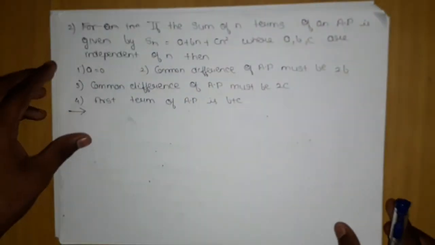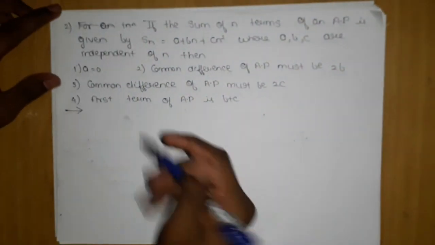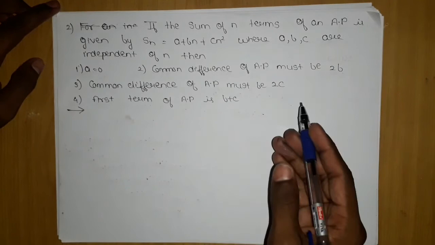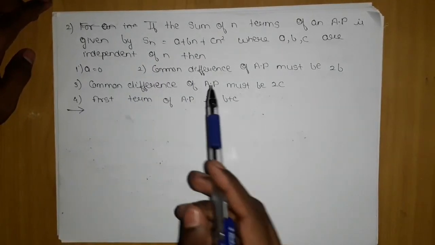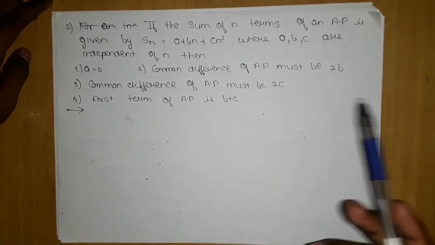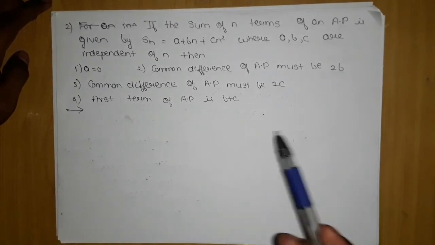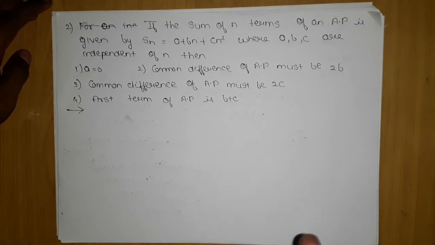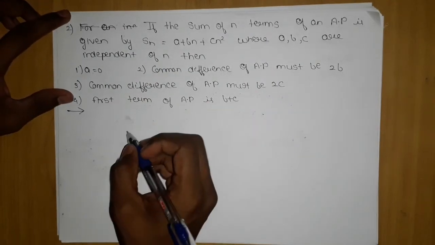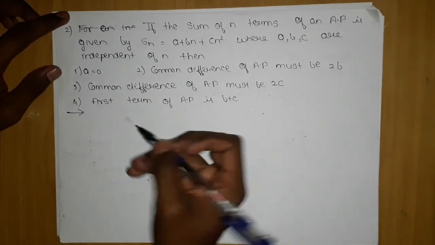The second question is this: if the sum of n terms of an AP is given by Sn = a + bn + cn², where a, b, c are independent of n, then the options are: first, a = 0; second, the common difference of the AP must be 2b; third, the common difference of the AP must be 2c; fourth, the first term of the AP is b + c. Now, since Sn is given, we will find our own Sn.